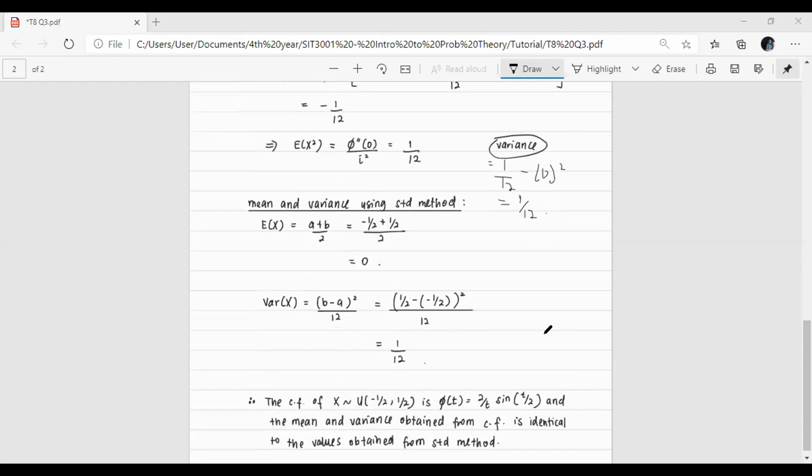Then I verify using the standard method. Our mean equals 0 and our variance equals 1 over 12. Hence, by using the characteristic function, we can obtain the values of mean and variance the same as the standard method.